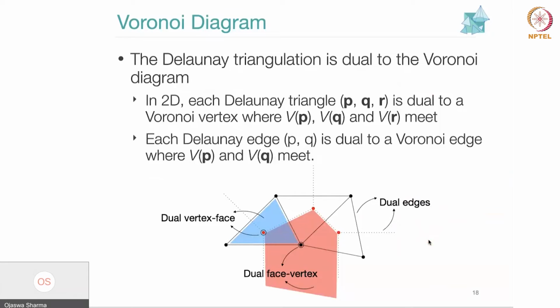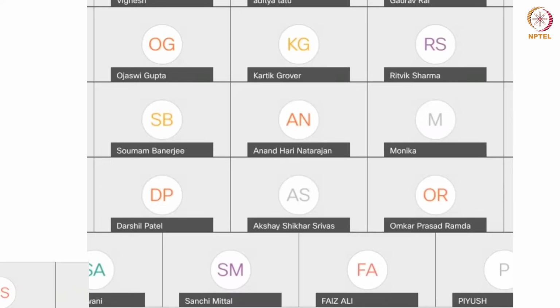Okay, so let's see the Voronoi triangulation. How does it relate to the Delaunay triangulation? The Delaunay triangulation is the dual to the Voronoi diagram. And what do I mean by a dual? Let me very quickly explain what I mean by a dual of a triangulation. And I think that idea will probably be useful when I'm looking at it.